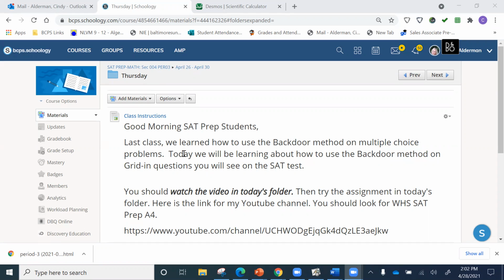Just to read this to you, last class we learned how to use the backdoor method on multiple choice problems. Today we're going to learn how to use that same method, the backdoor method, on grid-in questions. In other words, non-multiple choice questions.